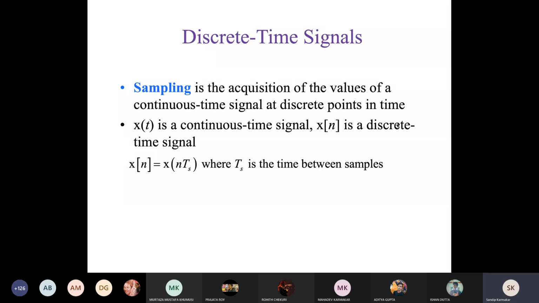So if x(t) is a continuous time signal, then x[n] is a discrete time signal, and x[n] equals x(nTs), where Ts is the time between the samples. So Ts is the time period of the sampling. That means at n equal to 1, you have taken a sample, and the value of x(t) at that moment is the value of x[1], and so on and so forth.